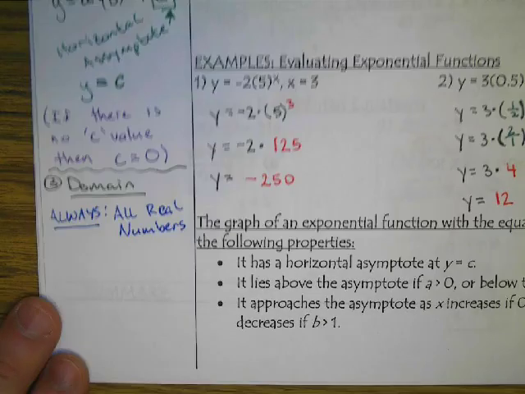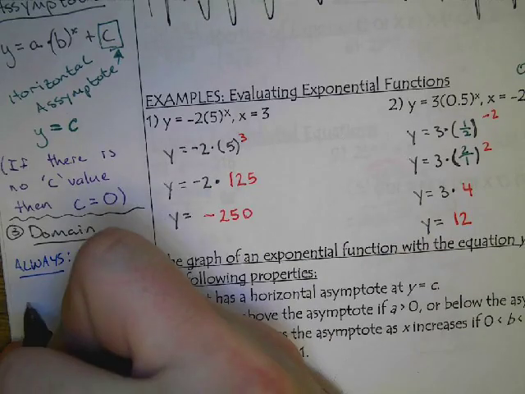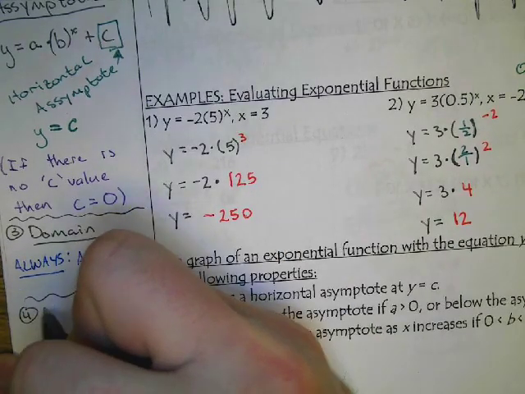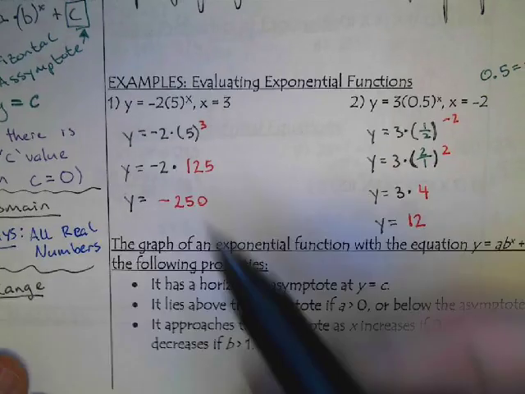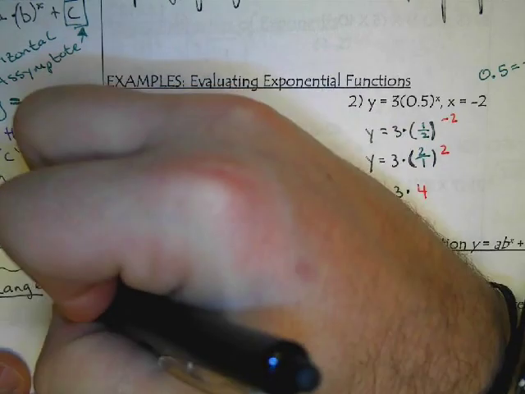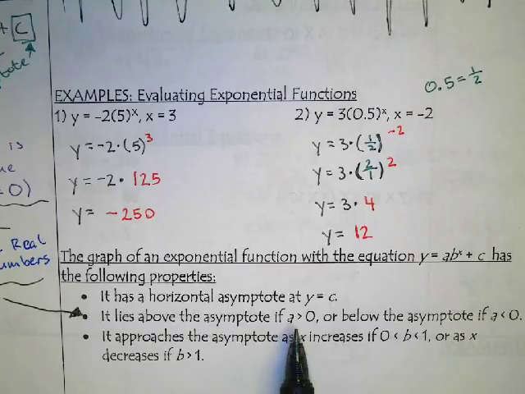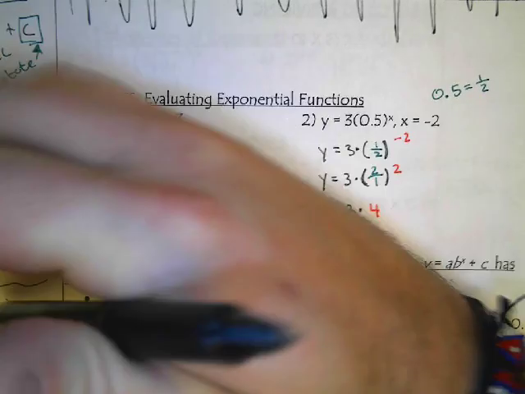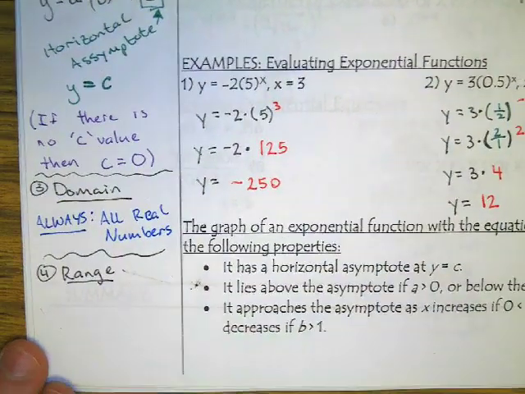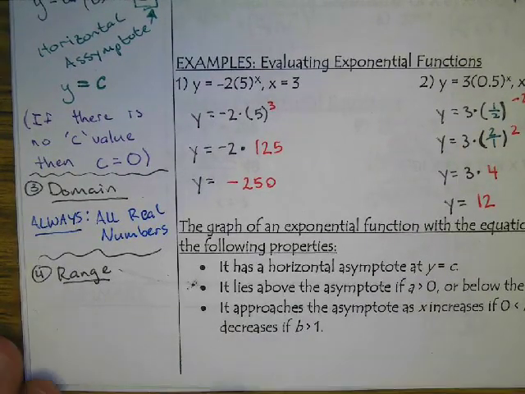Now the range is very much related to the asymptote. And this information right here, this line right here, explains the range. It lies above the asymptote. So with the range, it's where is the graph lying? Is it lying above the asymptote or below the asymptote?